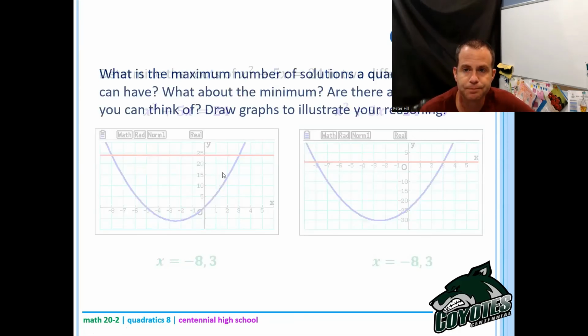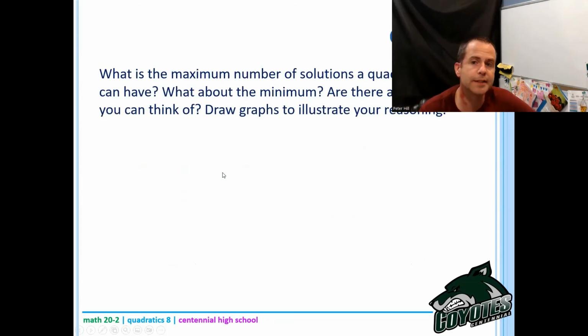What is the maximum number of solutions a quadratic equation can have? How about the minimum number? And are there any other cases you can think of? Draw graphs to illustrate your reasoning. So I would love it if you paused and drew these graphs out yourself first.